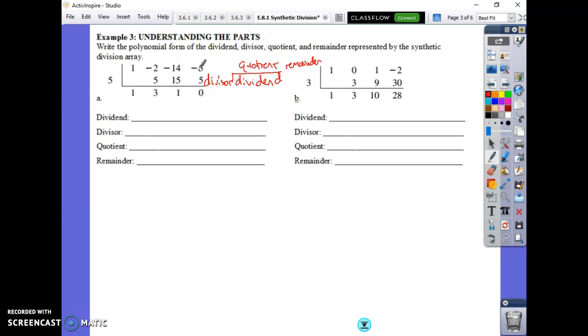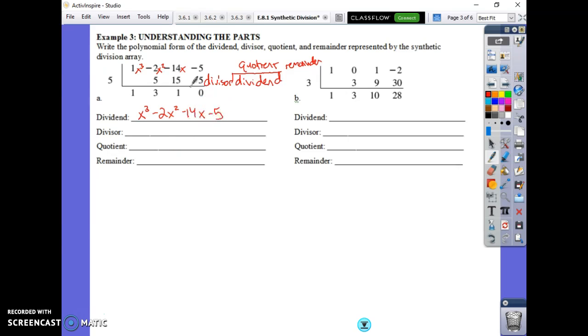So in synthetic division, we're looking at this to try to figure those out. So our dividend was the number that was under here that we're dividing out. Now we have to work our way back through it. So this is our x to the 0 term. This is our x to the first term, or x. This is our x to the second term, and this is our x to the third term. So that's the number that I'm going to get there for my dividend. So it's 1x to the third, which is just x to the third, minus 2x squared, minus 14x, minus 5.